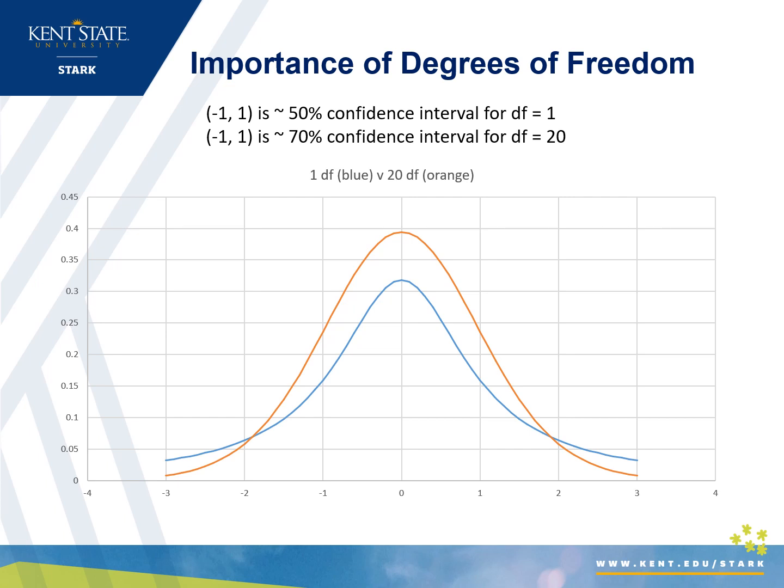Here, the peak is noticeably higher and wider, and the tails are much, much thinner. This reflects the fact that with more data, the estimate of the standard deviation is going to be better, so we can be more confident within a narrower range. Just as an example, with these numbers, if I used a multiplier of 1, it would give me a 50% confidence interval with the degrees of freedom of 1, but a 70% confidence interval for degrees of freedom of 20.